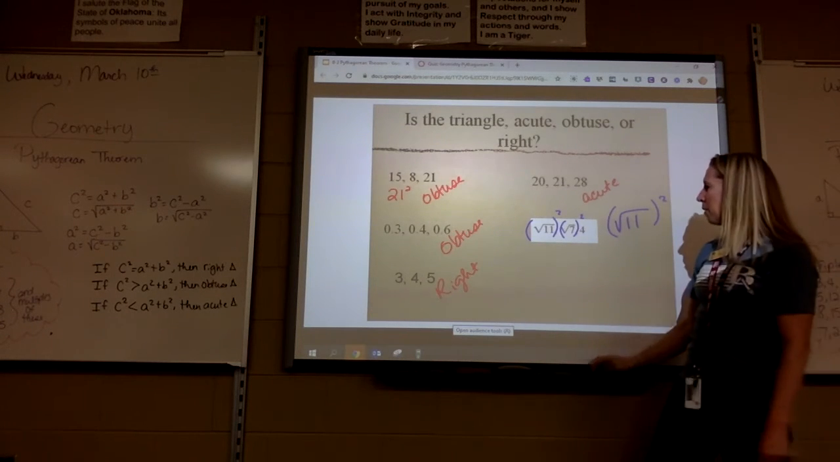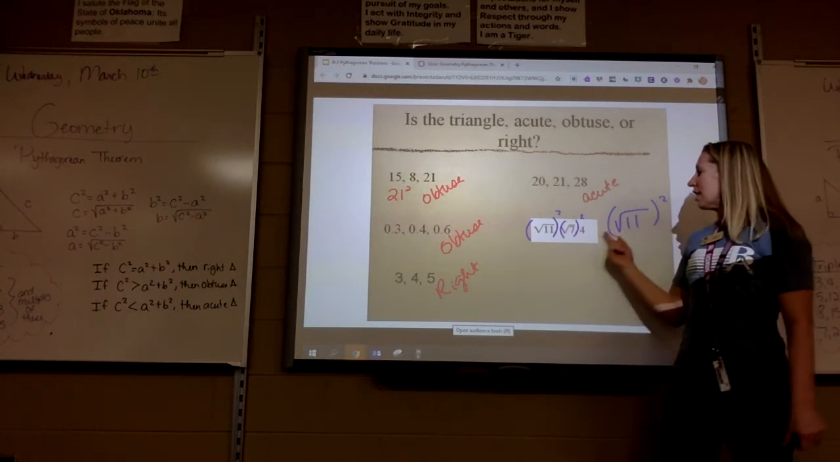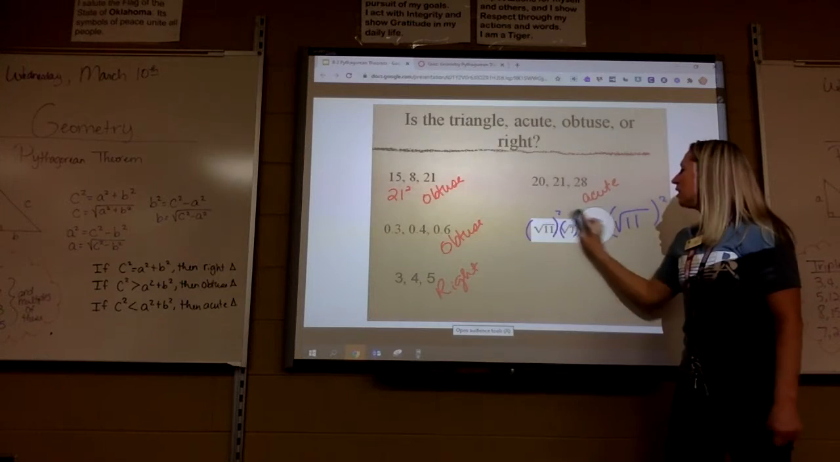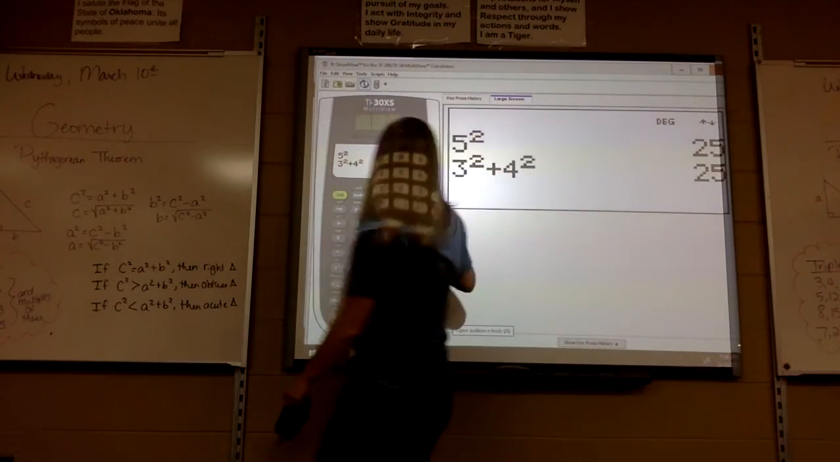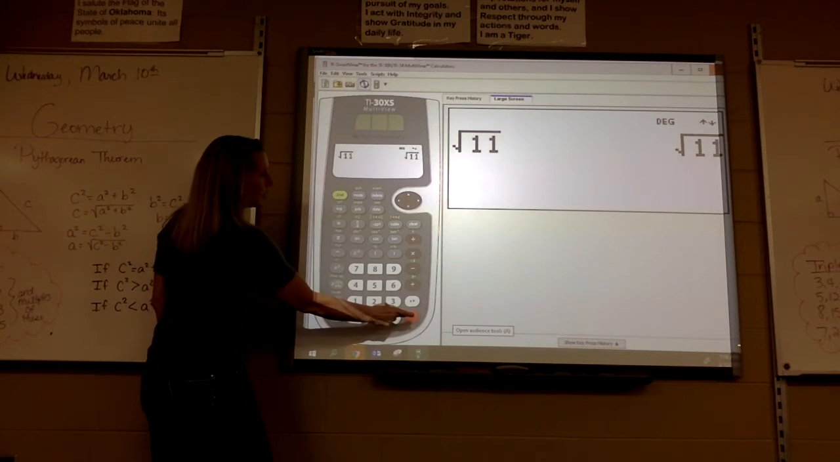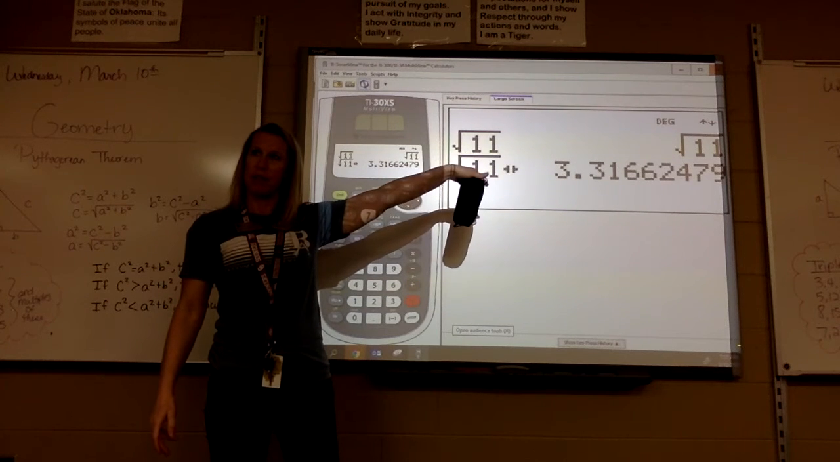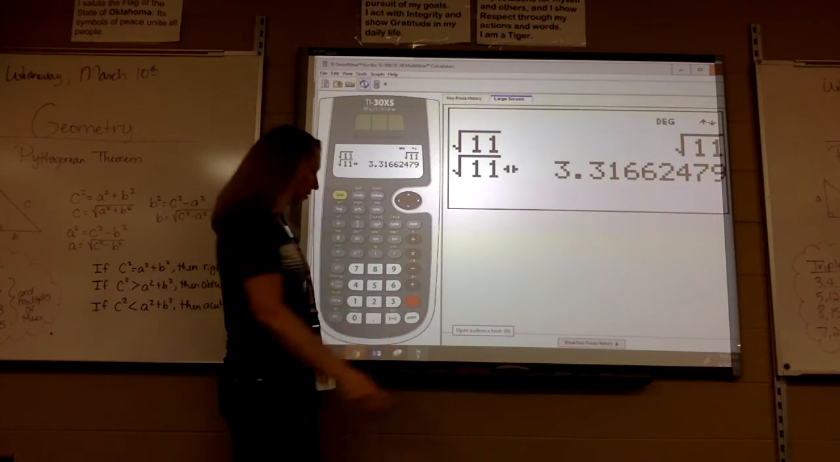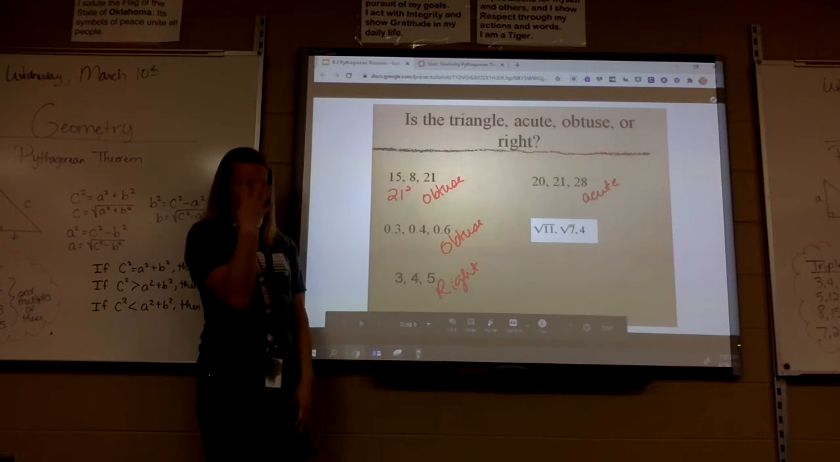Okay, so I've got my biggest side. Oh, you may not even know that. If you're looking at this, do you know what your biggest side would be? You might think it's square root of 11, right? Let's see. Square root 11, hit enter, toggle it. That's really only 3.3. Does that make sense? So it's really not going to be your biggest side. So your biggest side is going to be 4.